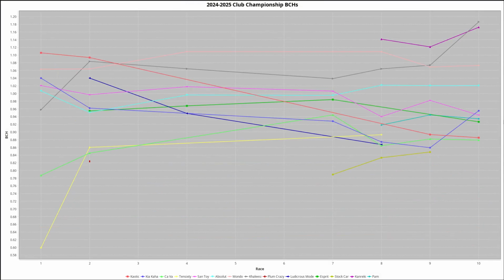This is a chart of what's called the back calculated handicap. For each race, it shows what handicap a boat would have needed for all the boats to finish in a tie. There's more than one solution for this. You can scale this picture up and down, but I've tried to scale it close to the handicaps we originally allocated to these boats. If the handicaps were perfect and the boats were sailing to their handicaps, these lines would be horizontal.